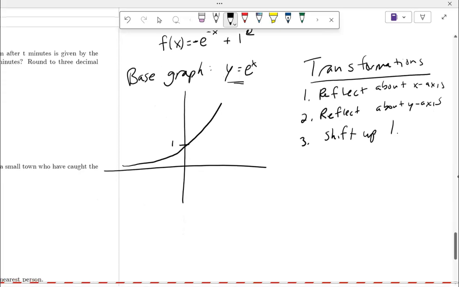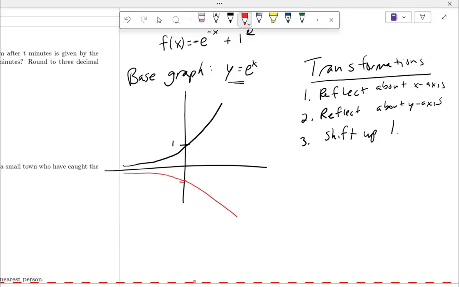Okay. All right. So reflecting about the x-axis would put you this way, right? That's a reflection about the x-axis. You agree with that? And then a reflection about the y-axis would make you go this way instead.